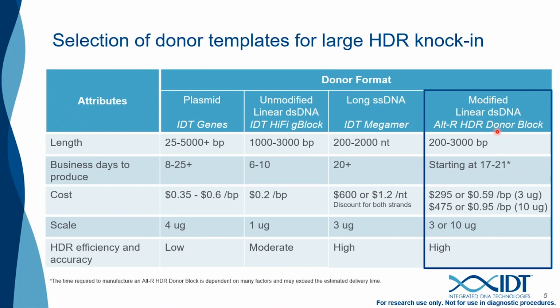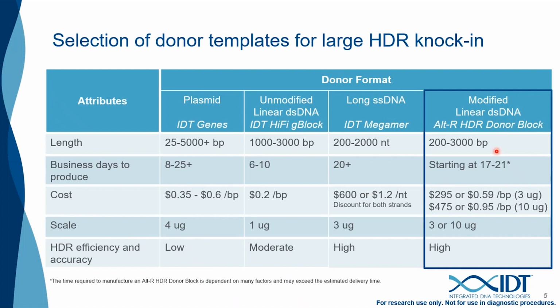One key thing that comes up right away is the overall length of the donor blocks. The megamer only goes up to 2,000 bases, whereas the donor blocks will go up to 3 kb. In addition to that longer length, it also allows for more flexibility for sequence complexities such as GC content or repeats. So if you've run into that in the past with megamers, hopefully you'll have an easier time with the donor blocks.